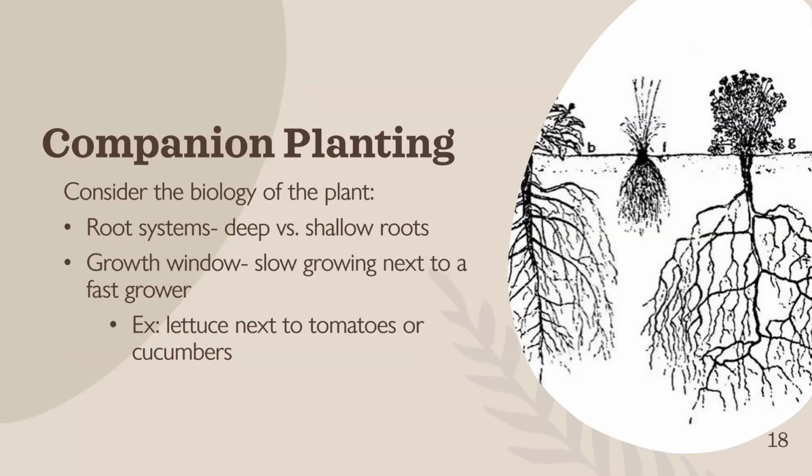Another way to compare them is by their growth window. So a slower growing plant next to a faster grower. That way you could have, for example, lettuce growing on the surface of the soil next to a row of tomatoes or cucumbers, which might take a little bit more time to get the fruit off the vine and to harvest them.